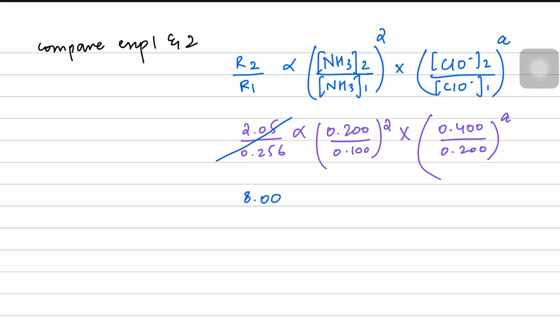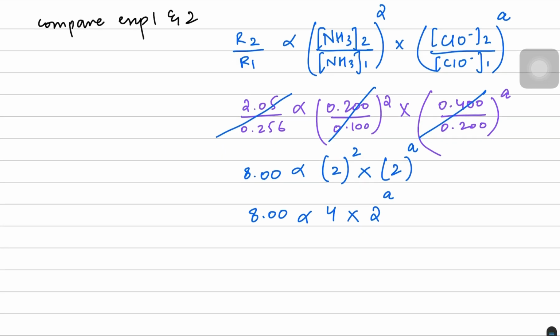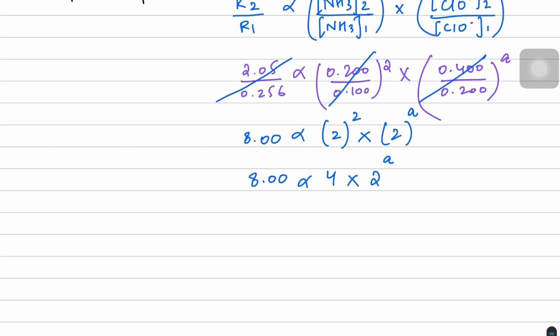Now we solve it, so we get to know that 8 times change in rate of reaction was proportional to 4 times change in the concentration of ammonia because 2 squared, and then times 2 raised to the power A, which was the order of chlorate. 8 is proportional to 4 times 2 raised to the power A. We obviously know mathematically A has to be 1 because 8 is equal to 4 times 2. So 2 raised to the power A means 2 raised to the power 1. Here we get to know that exponent A, which is the order with respect to chlorate, is 1.